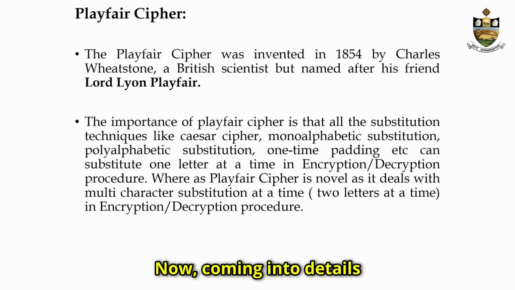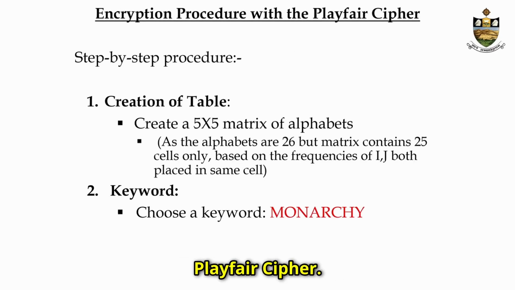Now, coming to the details of the Playfair cipher, it was invented during 1854 by Charles Wheatstone, but he named this cipher after his friend Playfair. So, the cipher developed by Wheatstone is named Playfair cipher. So, this is the basic idea about the Playfair cipher.